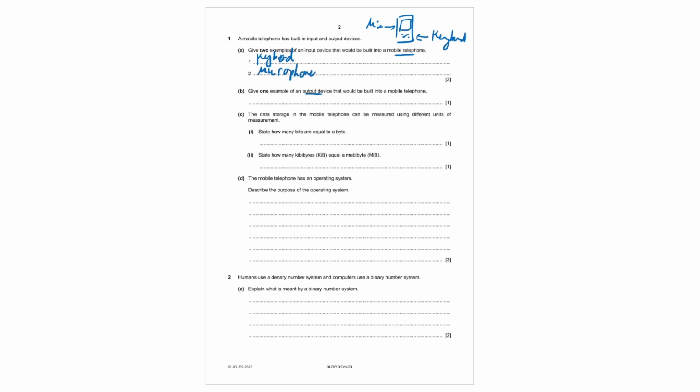Give one example of an output device that will be built into a mobile telephone. So when you're talking to a friend and they speak back, there is a built-in speaker. So we can put here speaker.